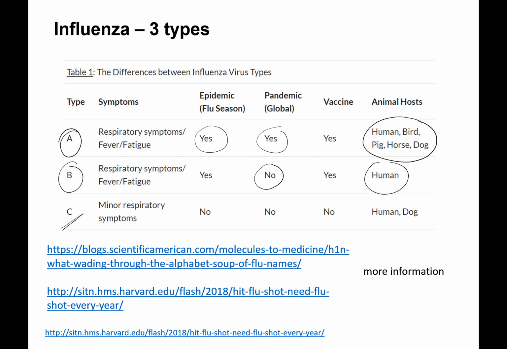Type C we don't even worry about, so we don't worry about vaccines for influenza C. Here are just a couple of sites, quick reads about naming influenza and about the reason we need different vaccines each year.